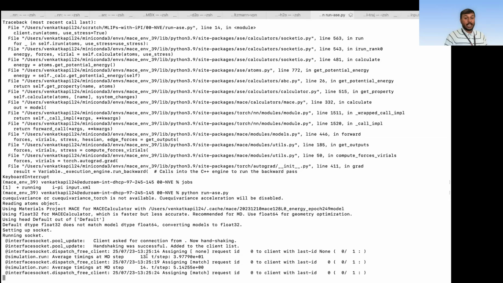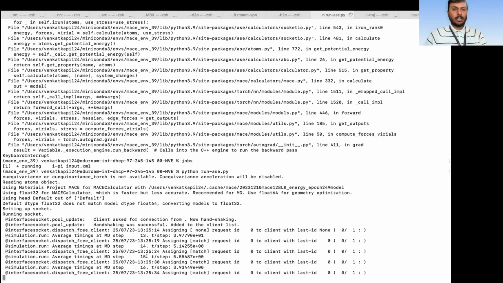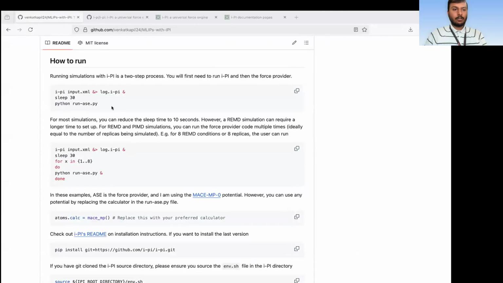Yeah, so the dynamics is just going to continue. So it again shows how the server client interface works, right? This is just a very interactive way of showing you how it works. But if you want to write a script which just does it on its own, you can do something like this. You first run IPy, pipe the output in a file.